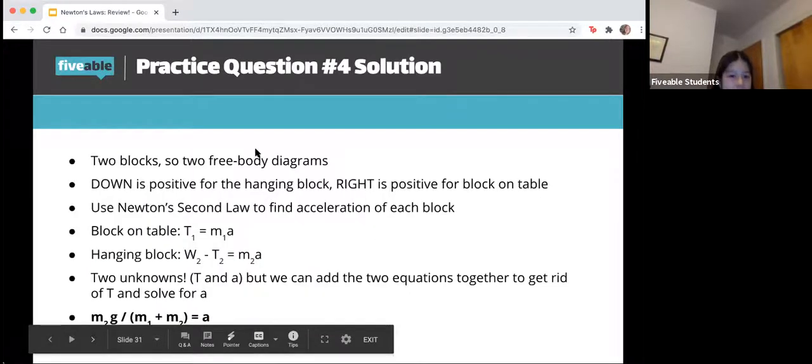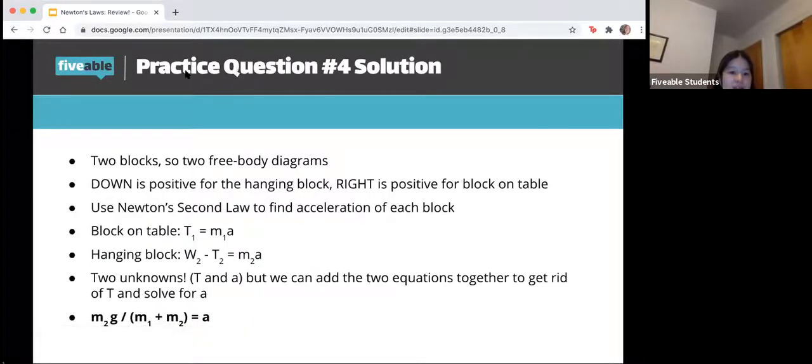Yeah, we have two blocks, so we're working with two free body diagrams. Let me just draw. I think the first one was on the table, and the second one was hanging off. Always set the positive x direction as the direction of acceleration. The second block is accelerating downwards. This block is accelerating to the right because it's moving to the right. So a is this way, and the positive x direction is this way.